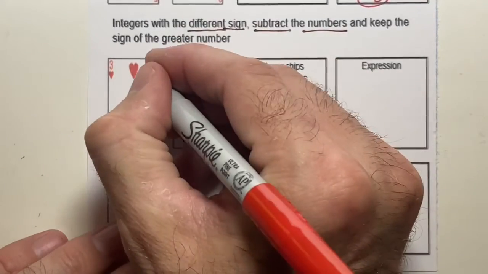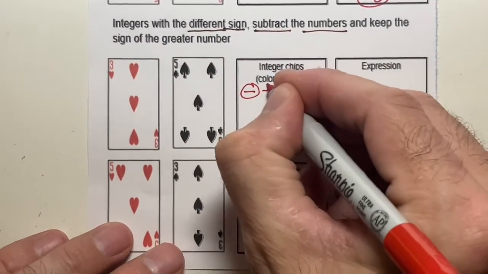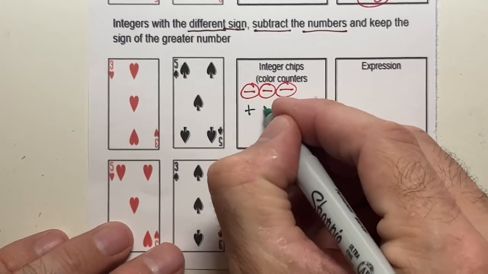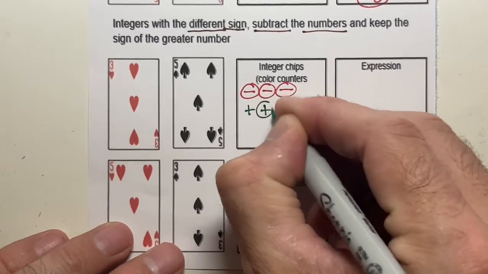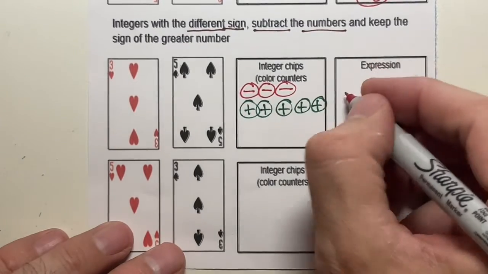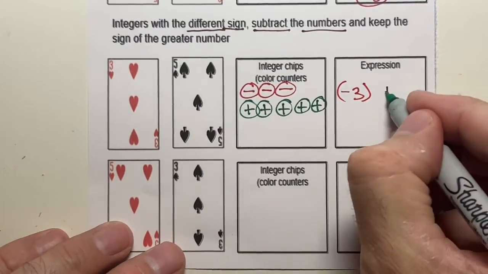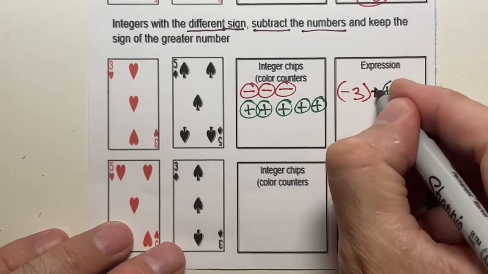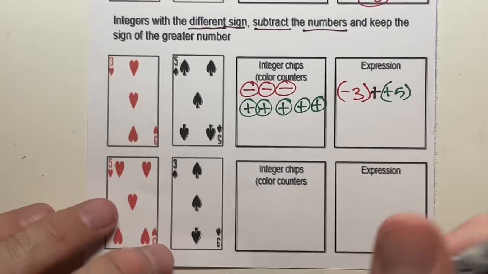Here we have negative 3. And we have positive 5. And the expression is going to be over here to the right. So we have negative 3. And we have positive 5. And we are combining them. So we're just going to put an addition sign in the middle where we're combining them.